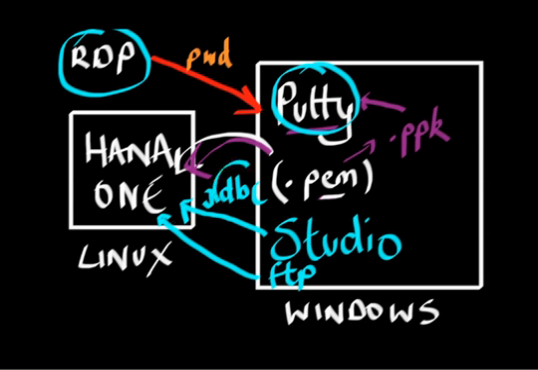So because we've got these various tools, JDBC, we've got Studio, we've got FTP, we've got Remote Desktop and PuTTY, we need to use a security group. So later on in this video we're also going to show you how to open up various ports so you can enable communication between your Windows and Linux servers. So why don't we get started with those demonstration videos.